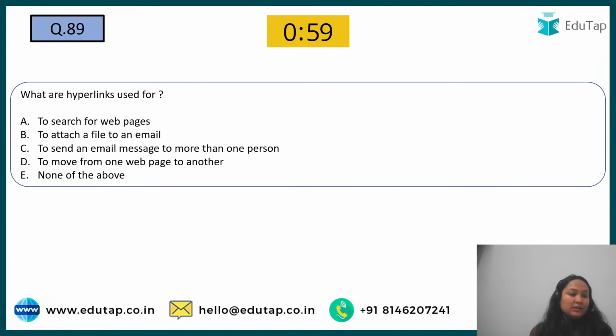All right. Now next, what are hyperlinks used for? So a hyperlink, I have already told you what hyperlinks are. So why do we use hyperlinks? To search a web page, to attach a file to an email, to send an email message to more than one person, or to move from one web page to another. Okay, on the same question, I have to ask you one more question. If you are talking about the hyperlink, what is the shortcut for adding a hyperlink? What is the shortcut for adding a hyperlink?